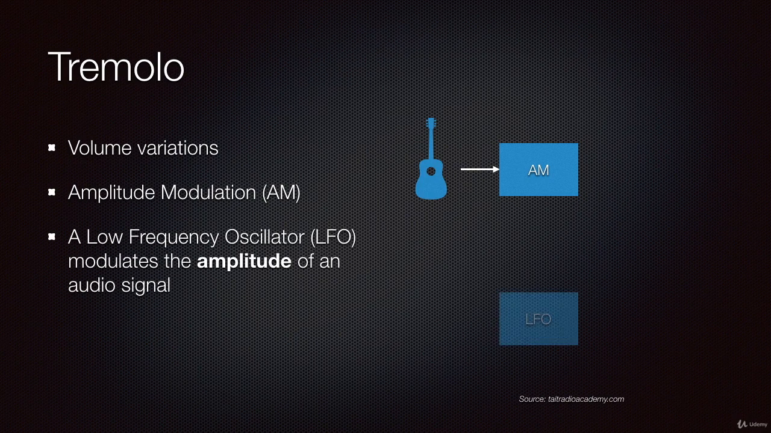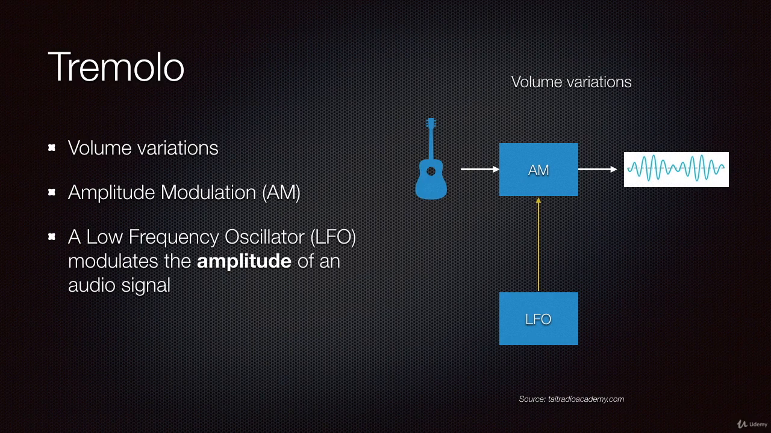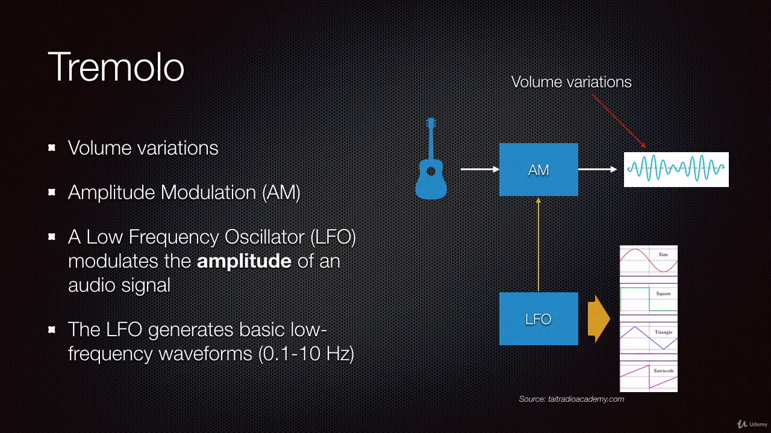A low-frequency oscillator modulates or controls the amplitude of our audio signal. So, our signal is the carrier and the LFO is the modulator. The LFO generates basic low-frequency waveforms. These are very low frequencies below the hearing range, so we cannot hear those frequencies, but we can hear their effect on our audio signal.